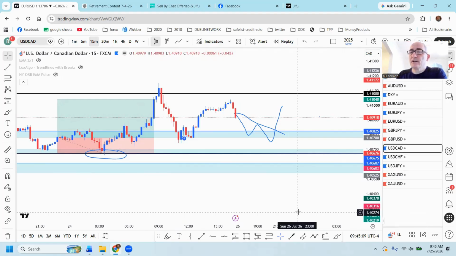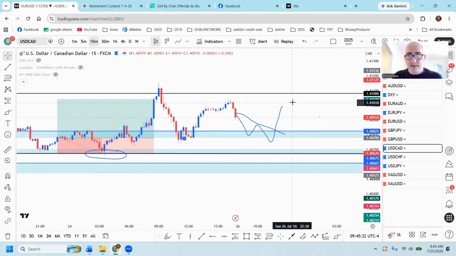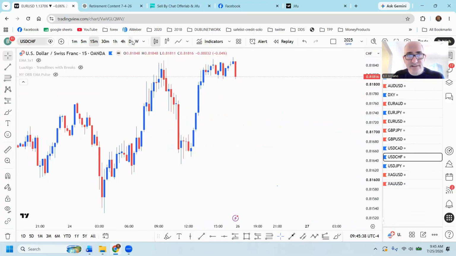They tell us when price is close to them that we should stay away from those trades because there's a high probability the price will reject and then hit our stop loss or our invalidation zone, as I like to say, and take us out of the trade before it ends up going to our target. Okay, so that's what we're looking for there. That's USD CAD. Next one is USD CHF.